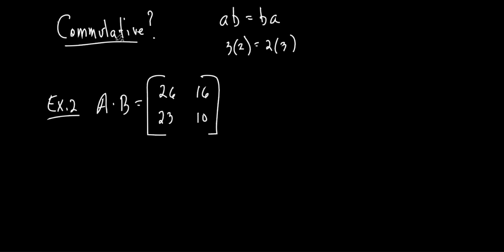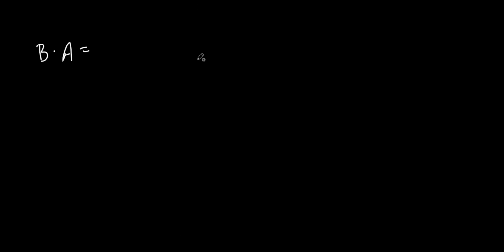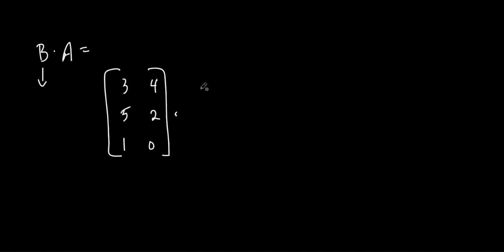Is matrix multiplication commutative? So is B times A, is matrix B times matrix A equal to this as well? Well, let's just check and see. All right. We'll come back to that. B is, this right here is the 3, 4, 5, 2, 1, 0. So it's 3, 4, 5, 2, 1, 0. That was the B in example 2. Okay. The A was 2, 4, 0 and 1, 3, 5.